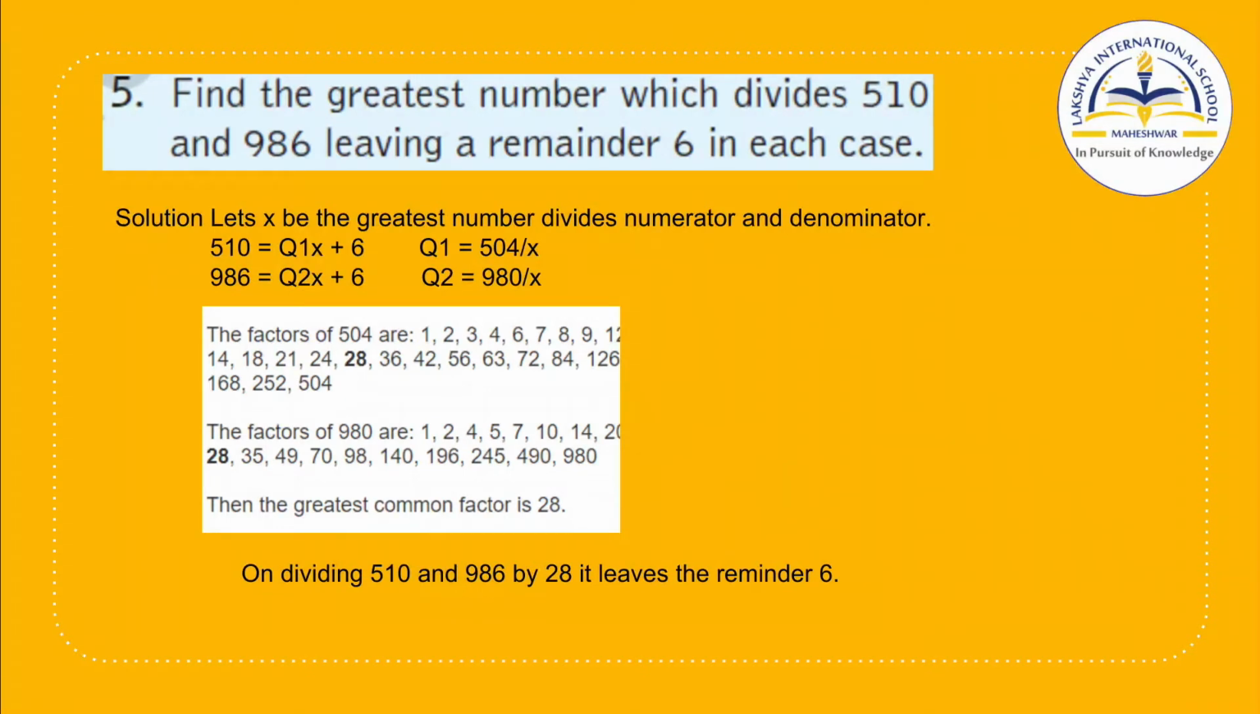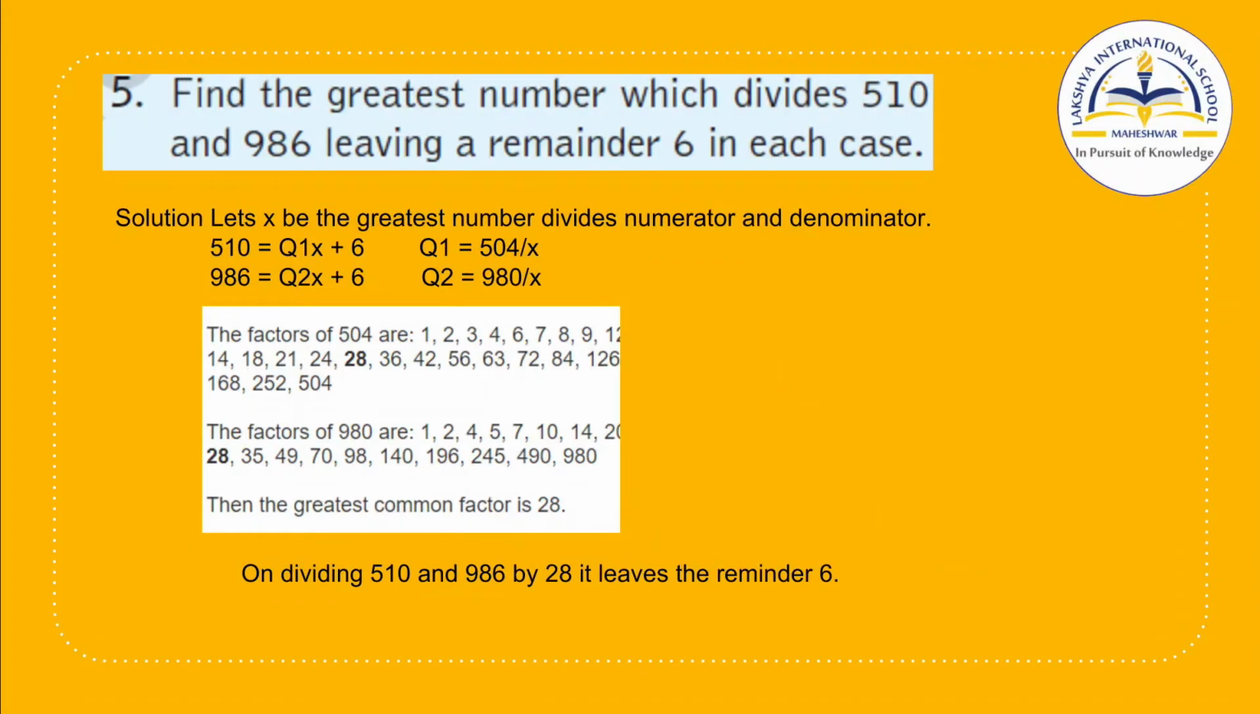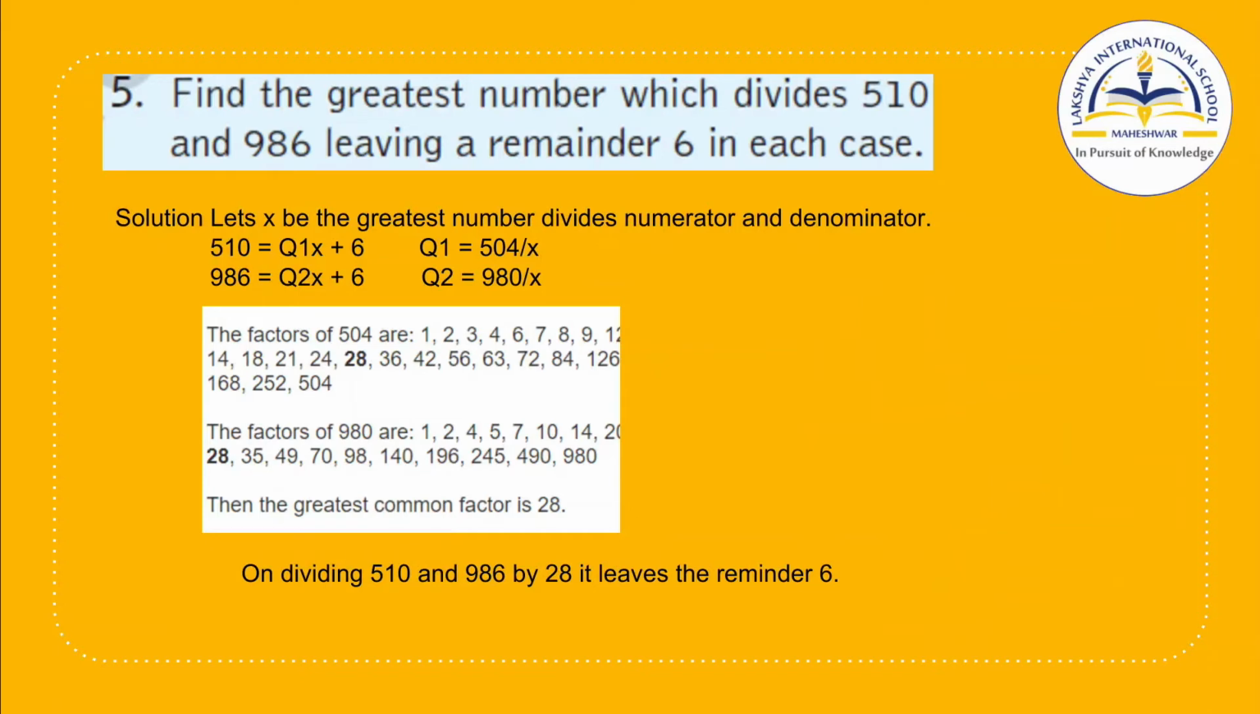So q1x will be 510 minus 6. When you solve this you will get 504. Okay, now here 504 is divisible by x. In the same manner, 986 minus 6 you will get 980, divisible by x. Now find the factors of 504 and 980.